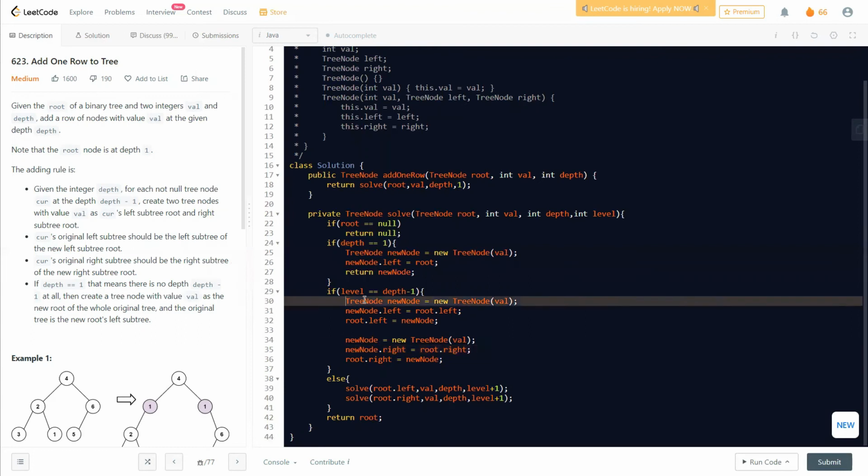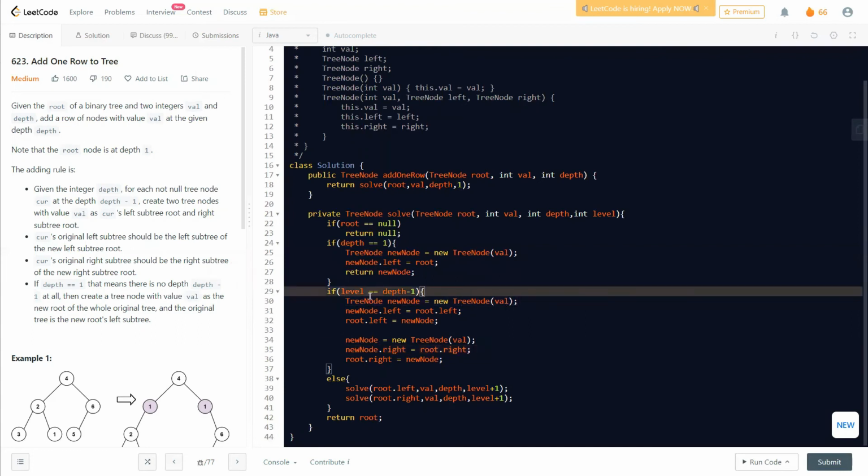What we did is create a new node with the value. Once we got depth minus 1, that means we are at the level where we should add our new nodes, right? So we got our new node created first. Then we did what? The new node's left, let's point it to the root left.